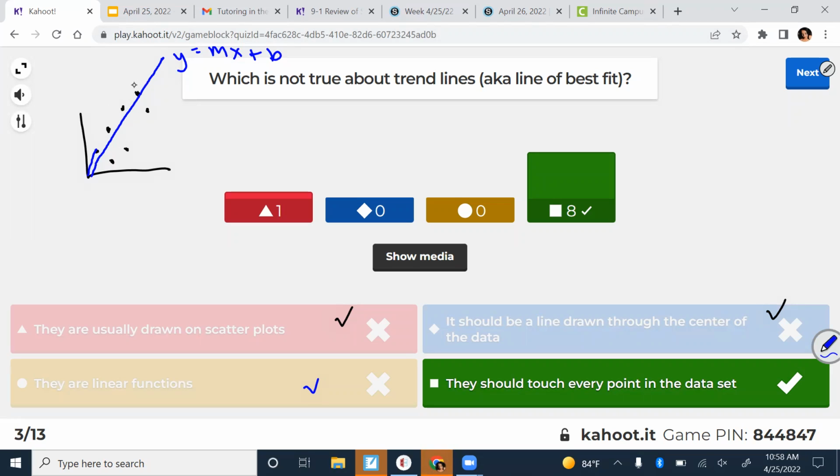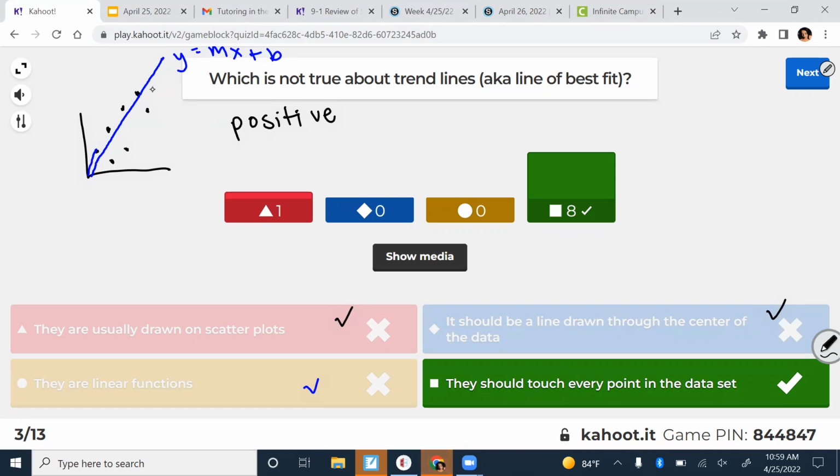So they're used to predict values that maybe we didn't gather in our survey. So that's what they're used for. How would you describe this correlation, by the way? Definitely positive, because our trend line would have a positive slope. Would you say that it's weak or strong?